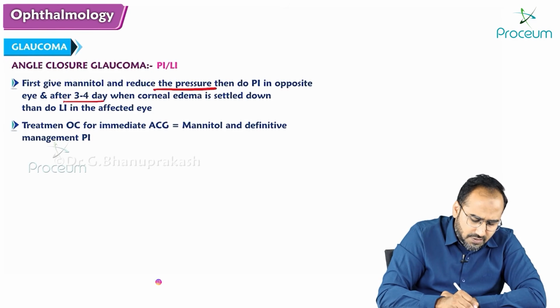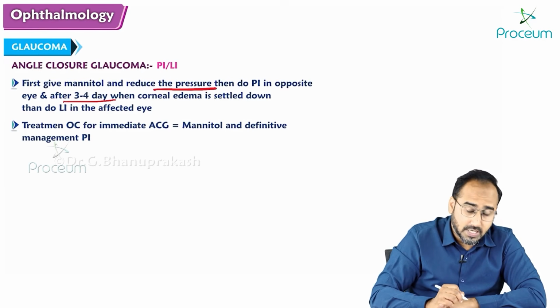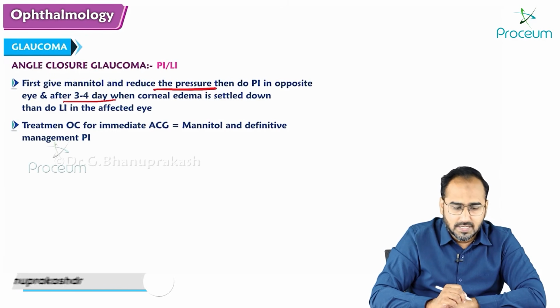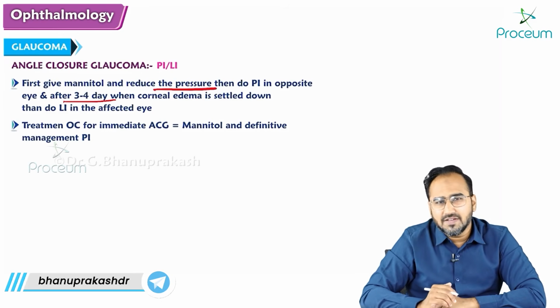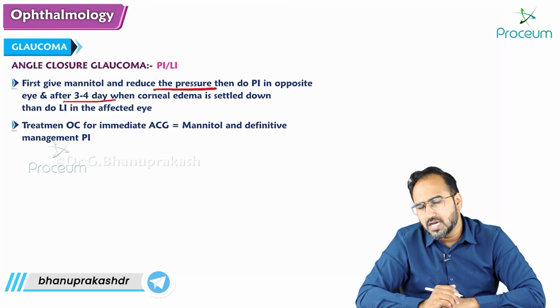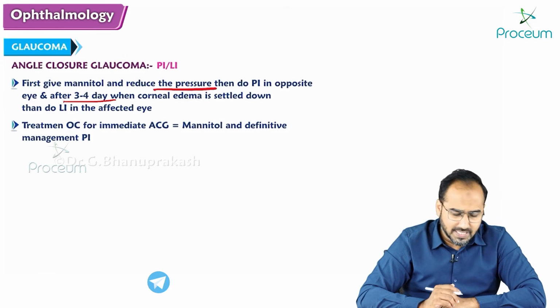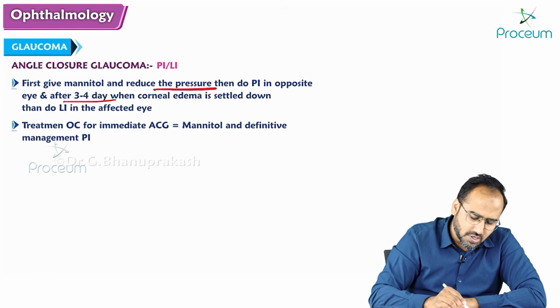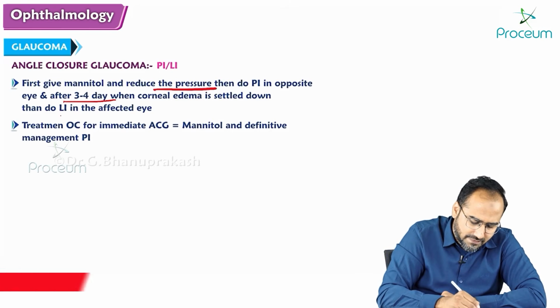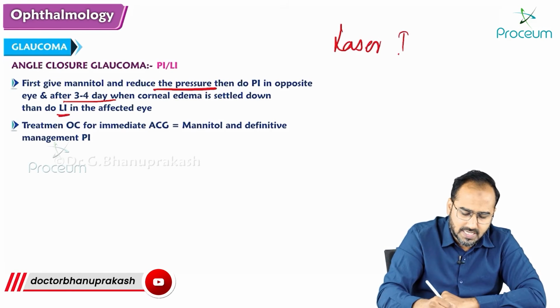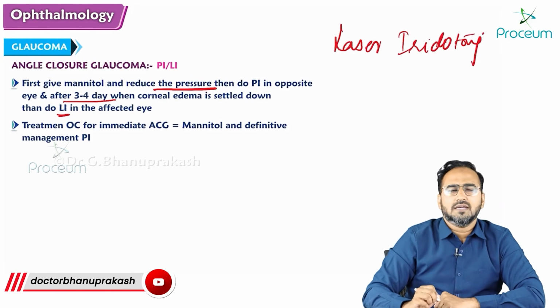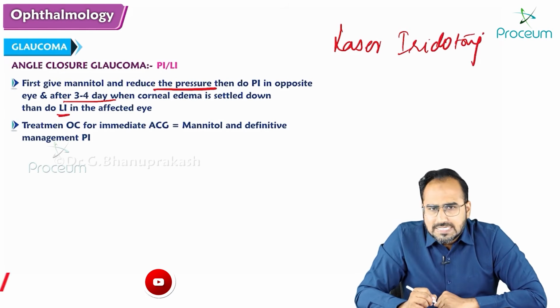It will take 3 to 4 days. We'll repeat from here. First, we will give mannitol to the patient who is coming with angle closure glaucoma. That will reduce the intraocular pressure, and it will take 3 to 4 days to reduce the pressure. Once the corneal edema is settled, then we have to go for laser iridotomy.